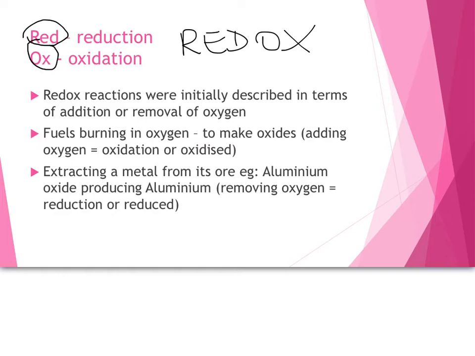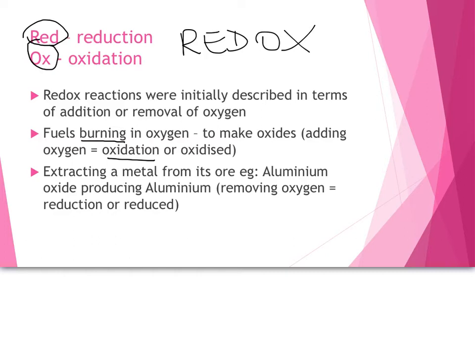So it was all about, in a chemical equation, when something had oxygen added to it, so for any combustion reaction, any sort of burning, we are reacting an element with oxygen to make oxides. So for example, if you burned magnesium with oxygen, you'd get magnesium oxide. Because you're adding oxygen, that would have been called oxidation.